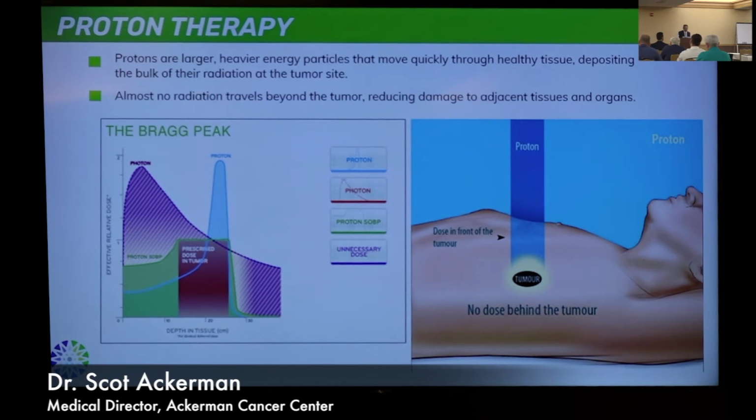I don't know if you can see my arrow? Or no? No, you can't see. I'll just go over here a second.